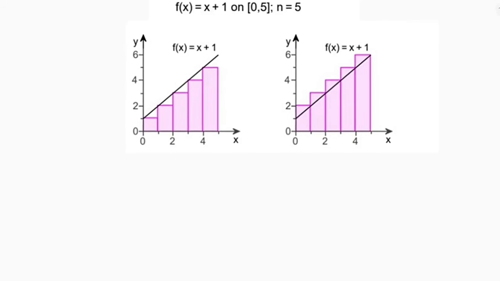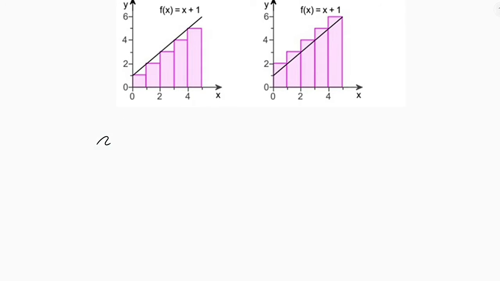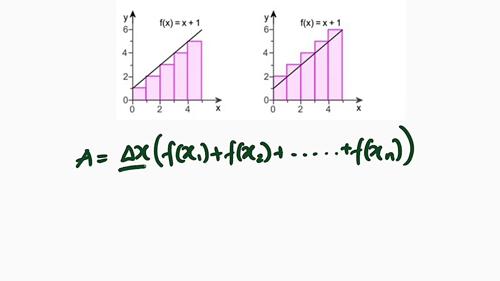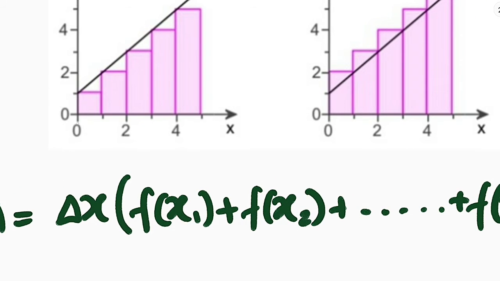All right, let's start with the left Riemann sum. Remember the formula, area is equal to dx multiplied by f of x1 plus f of x2 plus, you keep on adding them up to f of xn. That is the last one. So what is dx? dx is nothing but the base of every single rectangle here. So what is the distance here? From 0 to 1, you can see this is just 1 unit, and from 1 to 2 is another 1 unit. So the dx is 1.